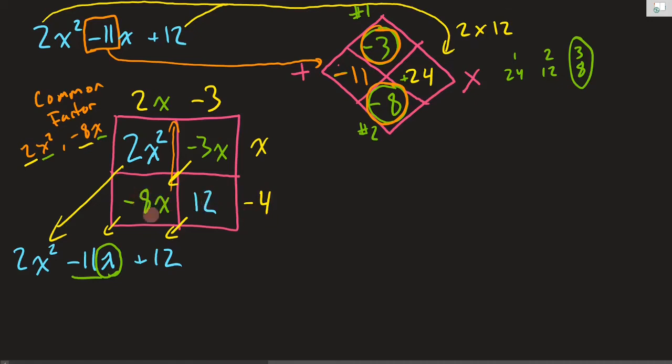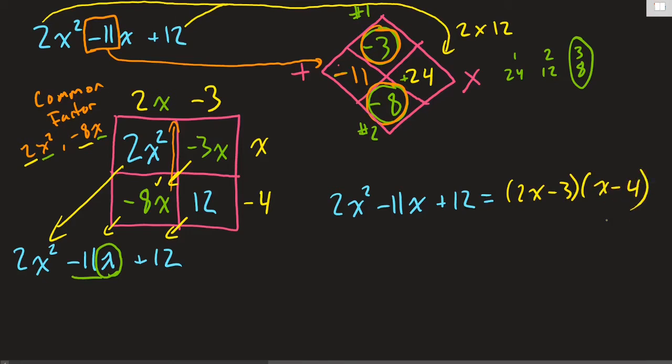And as a check, we can make sure that this box works. Is 2x times negative 4x negative 8x? Yes, it is. So this means that we have just factored 2x squared minus 11x plus 12 equals our two factors, 2x minus 3 and x minus 4. Okay, let's try another one.